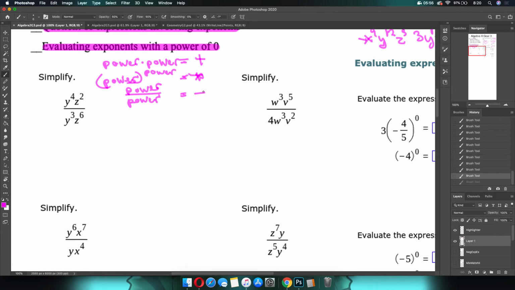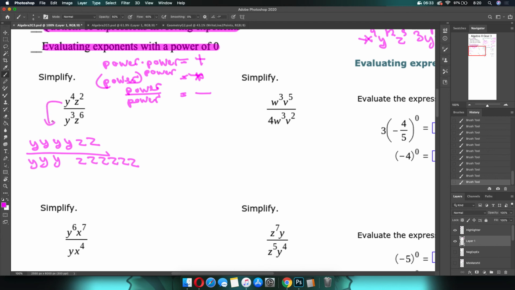Let's do this out the long way so that I can show you how this works and why it's kind of cool. When you look at y to the 4th, that's in expanded form, meaning I write out all of the multiplication. That's 1, 2, 3, 4 y's. That is 2 z's for z squared. Next, we have 1, 2, 3 y's, and then we have 1, 2, 3, 4, 5, 6 z's. That's what this means, correct?